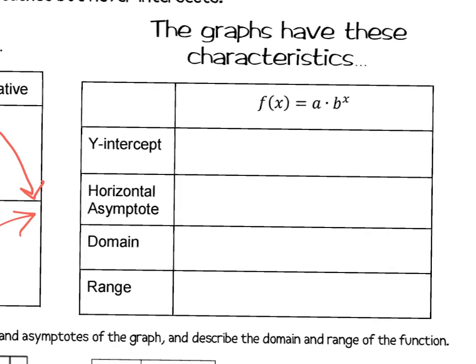So the graphs that have these characteristics are going to have a y-intercept, and that is going to be 0, comma, whatever a is, whatever this number is here.